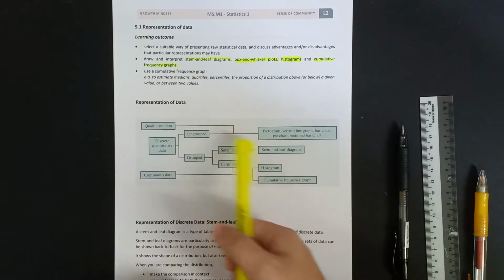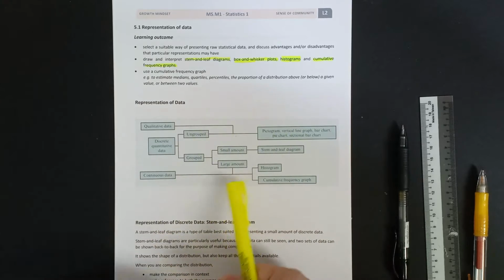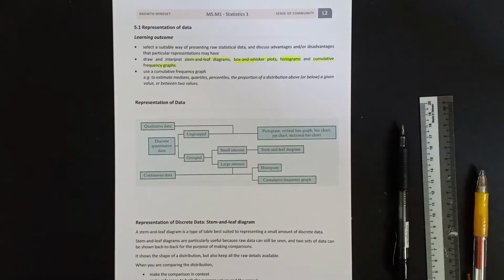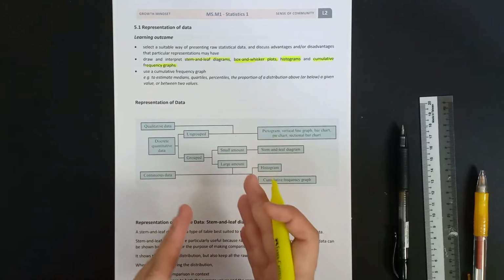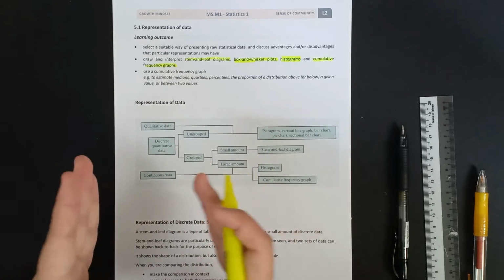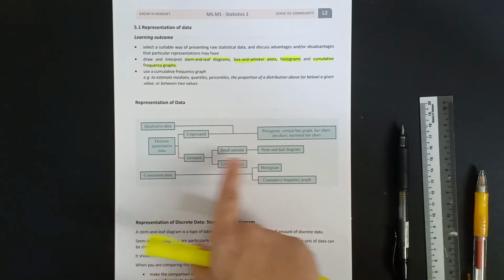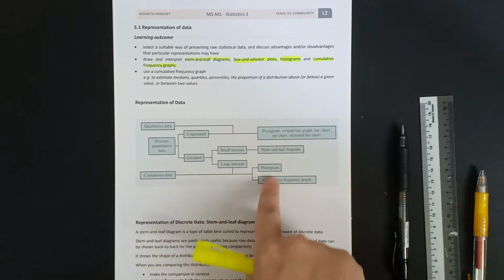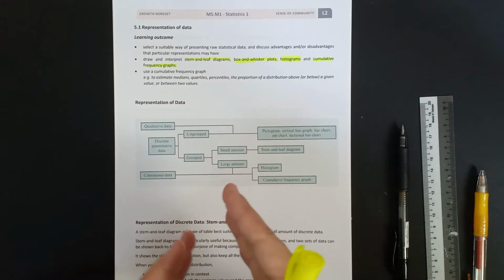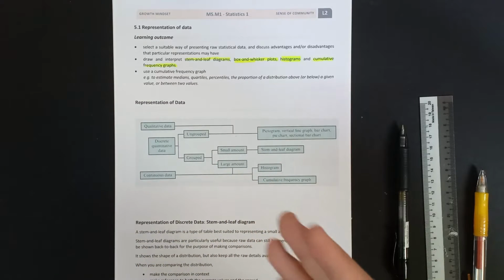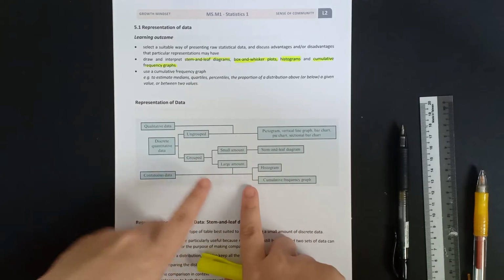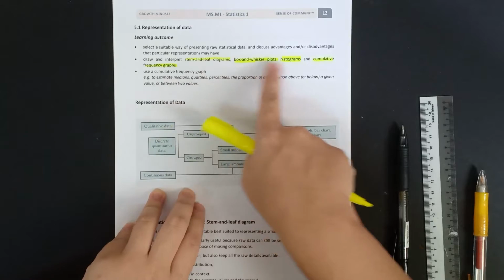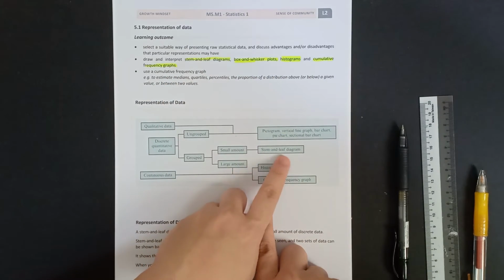Okay, so first of all, let's go through this. As we discussed before, we have 2 types of data in statistics: qualitative, which is categorical data, and quantitative, which is numerical data. So for today, we are going to focus on quantitative data, meaning we are looking at how you group and represent your quantitative data in a graphical way. We are going to learn the 4 that I have highlighted here, starting with the stem and leaf diagram.